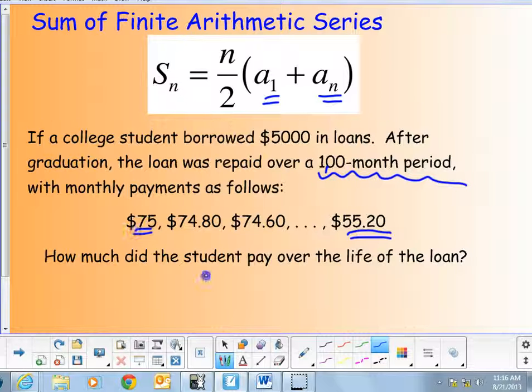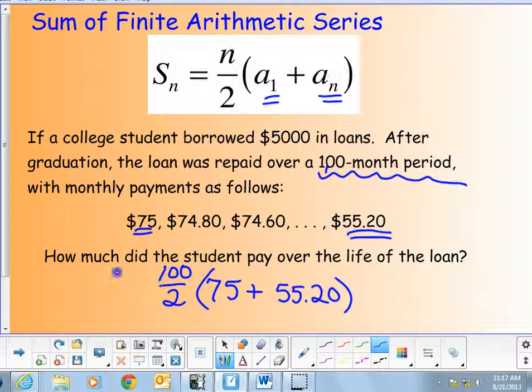So let's figure out how much they paid. The first term was 75. The last term was 55.20. And how many months did they pay it? 100, but we have to do 100 over 2. So the sum of the first 100 terms, somebody type that in and figure out what we get. What is it?